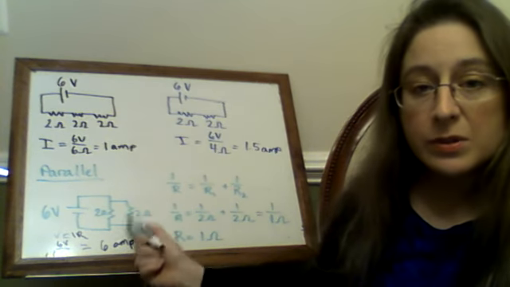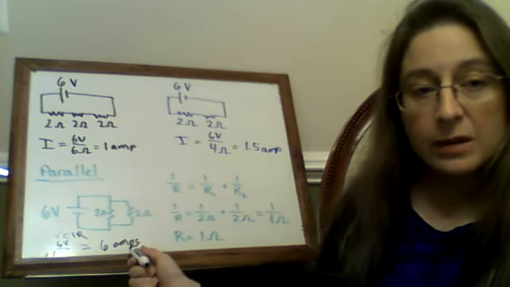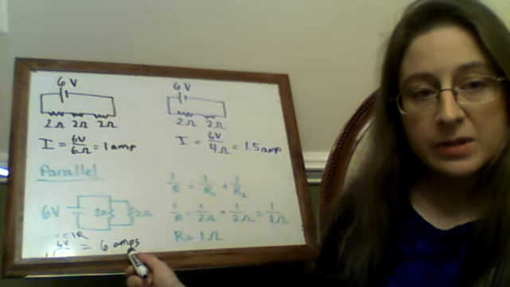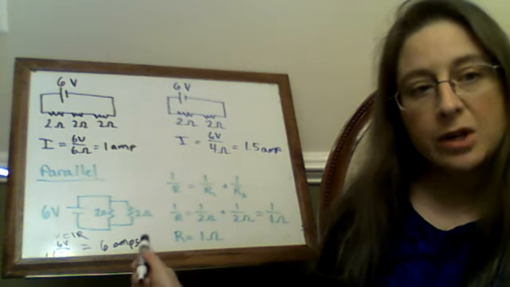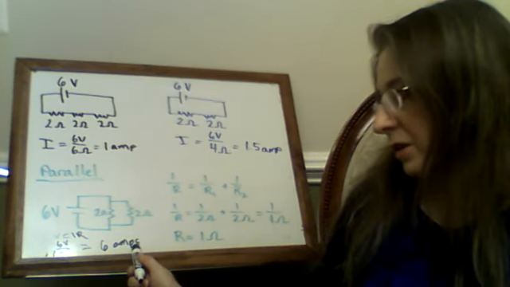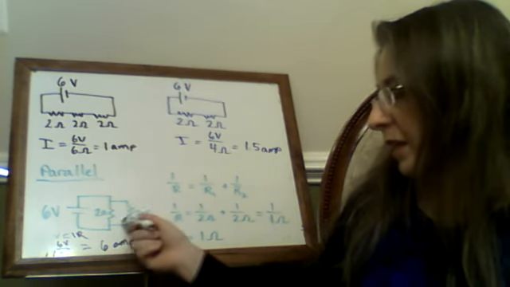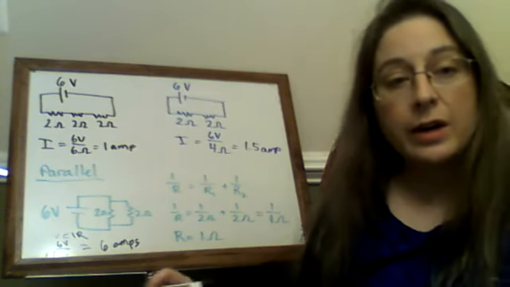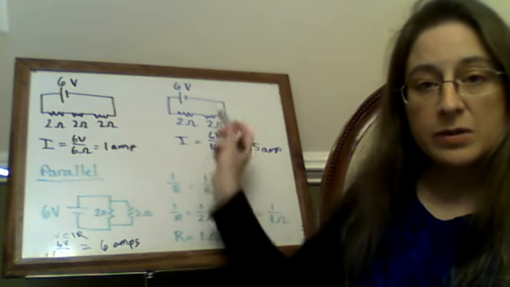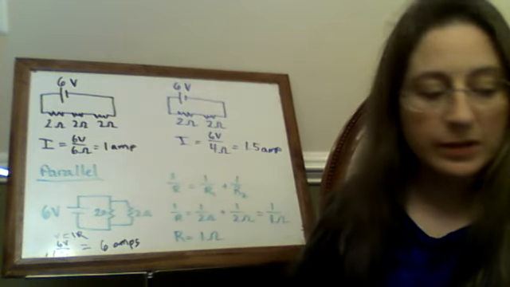So when you put those two resistors in parallel, you've decreased resistance, so you've increased current greatly. So we have 6 amps of current in the parallel circuit, whereas we only had 1.5 amps of current when those same resistors were in series.